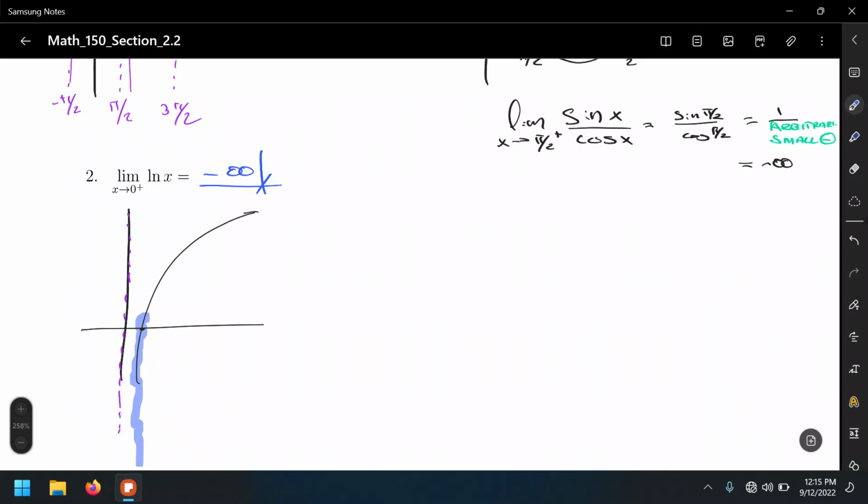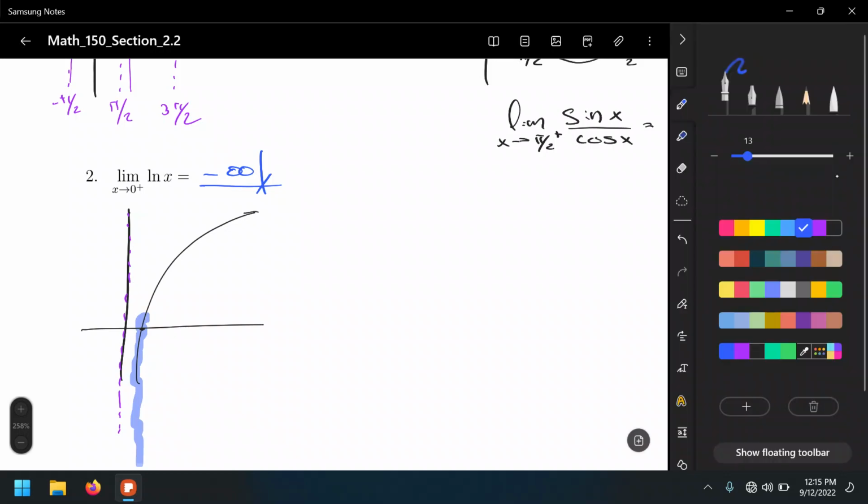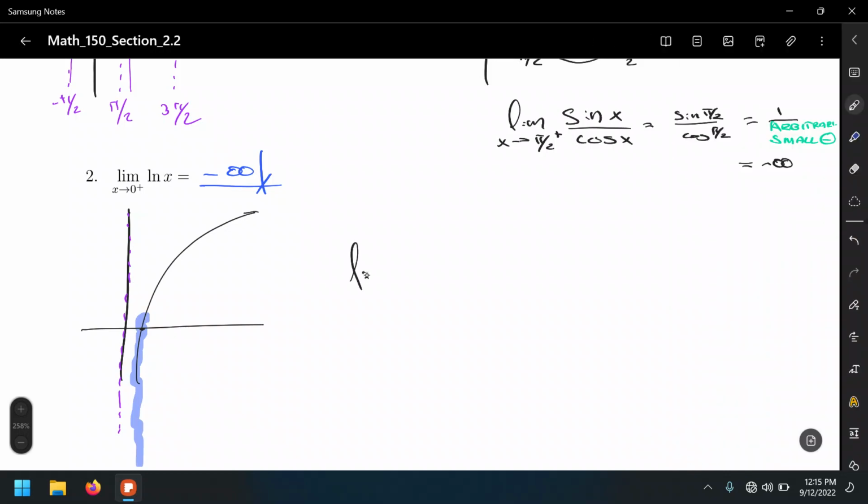Now, tricky question. What would be the limit of ln of x as x approaches 0 from the left? Wouldn't that be positive infinity? Or also negative infinity? It does not exist. Why does it not exist? There's no graph from the left; if there's no graph, there's no trend of values, there's nothing. Alright?